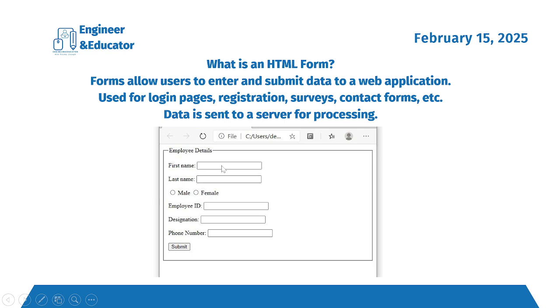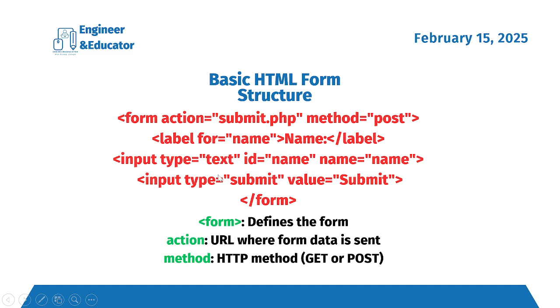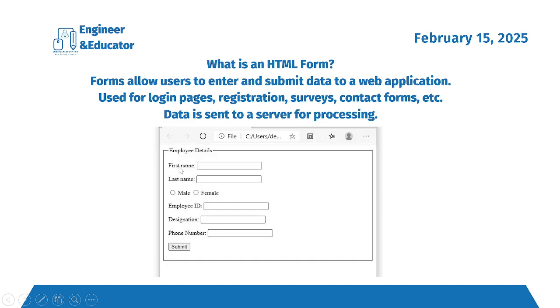So the space has come here in this form as a result of the input tag that is being used in that form. Then, if you look at the first name, this is the label. These kinds of things ask the user what data or input you can put into the form. That is the input tag, and that is the label.